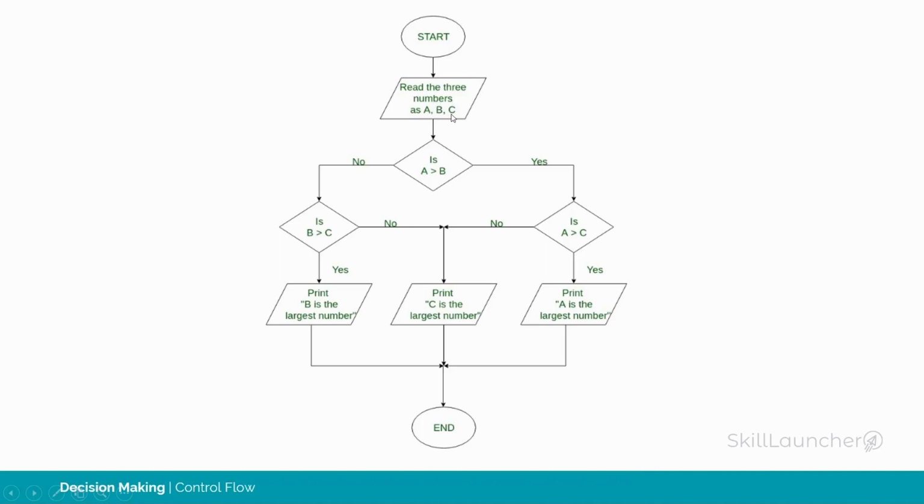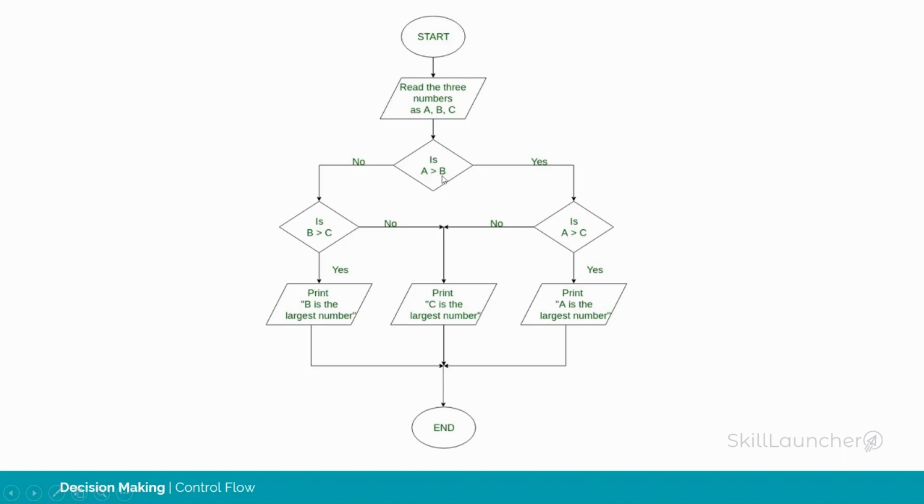Now let us first try to understand the algorithm behind how to find the largest number among three numbers. Let's say we have three variables a, b and c. So first we will compare between a and b. If a is greater than b, if it happens to be true, that means a is greater than b. So check a and c. Now if a is greater than c, print a, else print c.